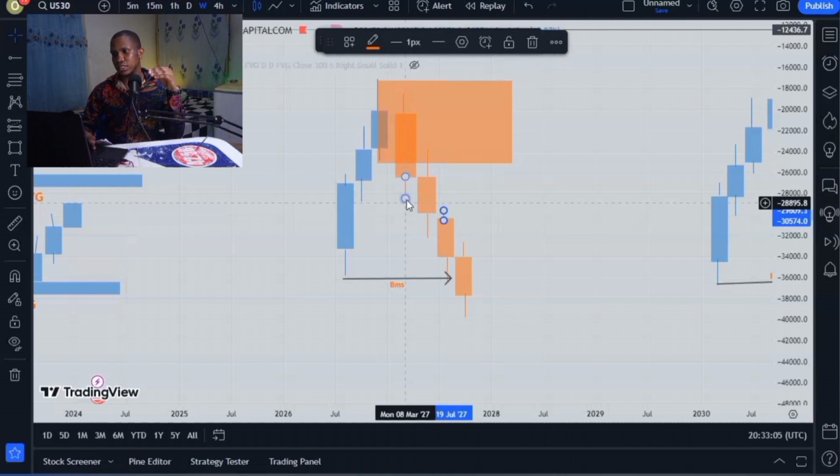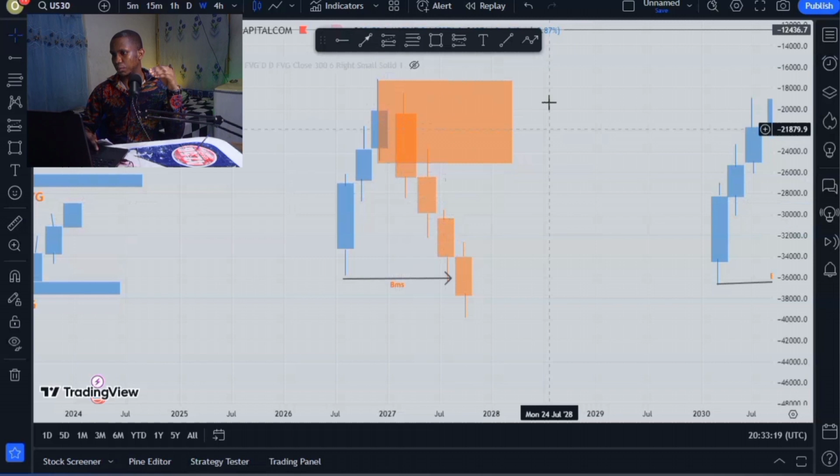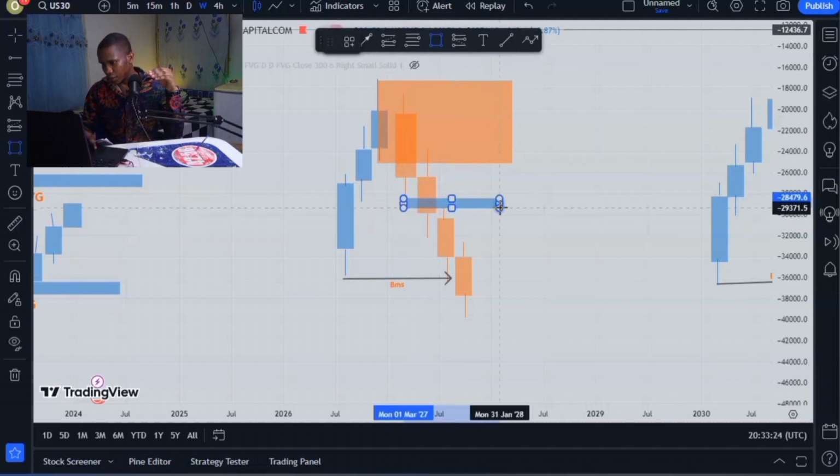This is our first candle, and this is the high. This is the low and this is the high. So the high here, pick it, and this is our third candle, the low here. You find a box to map it out, and guys, this is our fair value gap right here.